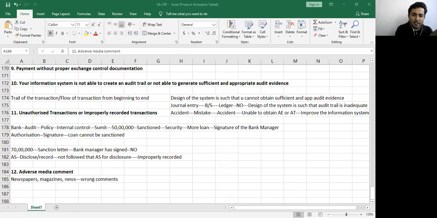Because what you select is what you will test, from that you will obtain sufficient appropriate audit evidence, and from that you will give your audit conclusion. Therefore it is very important for you to understand that the items that you are selecting have a direct relationship with your audit opinion.